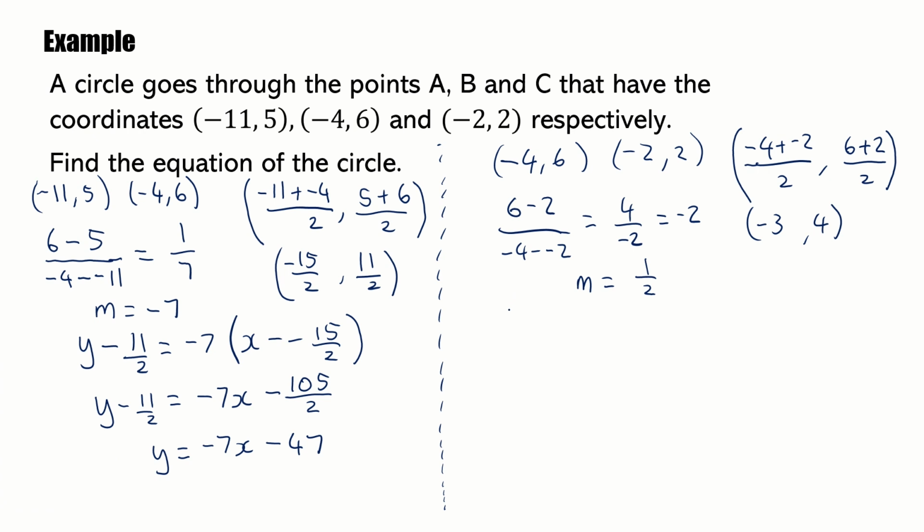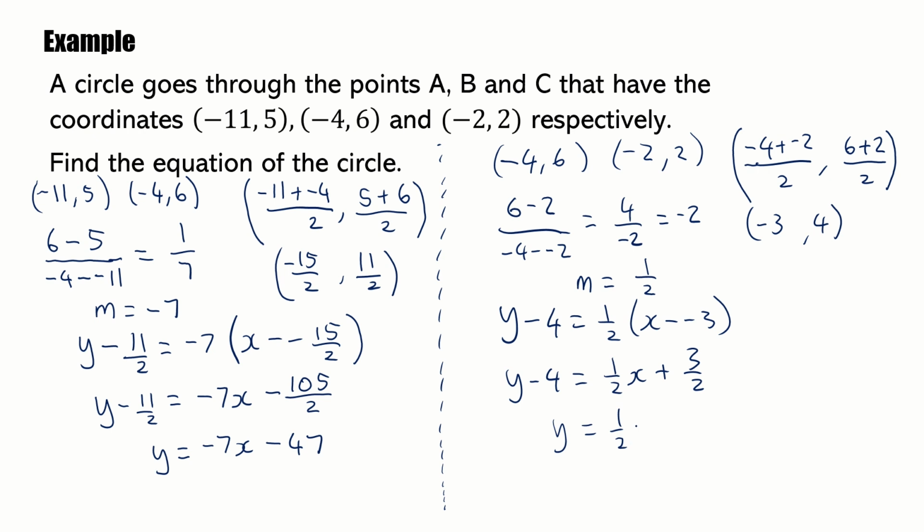The equation of the straight line you gain from that would then be y minus y1 equals m times (x minus x1), and we just got to do the simplifying of the algebra. So half x plus 3 over 2, and then that will be a half x plus 11 over 2 if we add 4 onto both sides. Nice! So now we've got our two perpendicular bisectors.